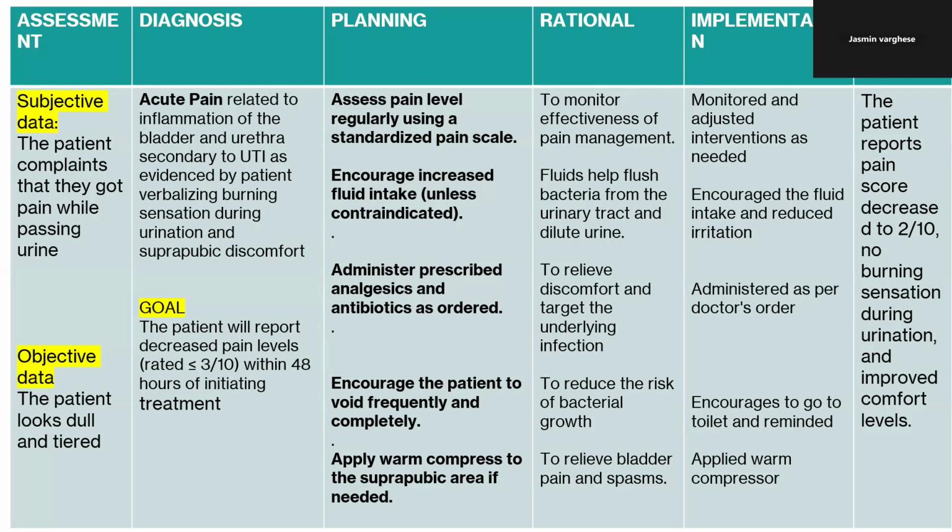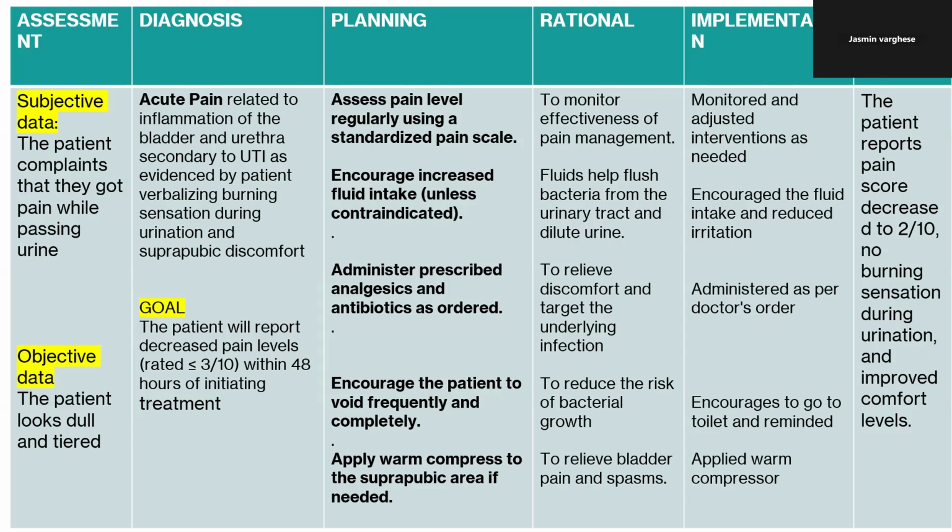As I said always, while writing your nursing care plan, please write it in columns. In the first column, always assessment. In the assessment column, you have to add the subjective data and objective data. Then in the diagnosis column, you have to write the actual diagnosis plus goal, then planning, then rationale. In rationale, always start with "to", and implementation always in past tense, and evaluation also. That depends upon your goal.